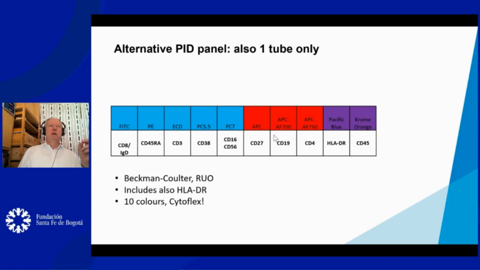Another group here in Colombia or in Latin America developed an alternative PID panel, also one tube only, but with 10 colors. This is also a research use only tube. It has been developed by colleagues from Beckman Coulter, includes also HLA-DR, and is designed with 10 colors. This means for the application of this tube, for instance, a machine like the DxFLEX is superior and can be used for analysis of cells.